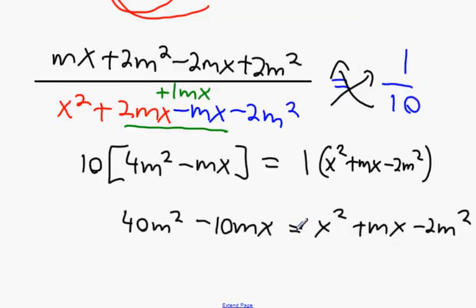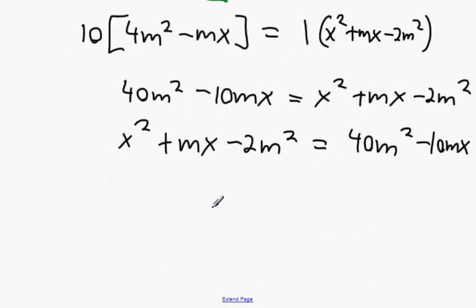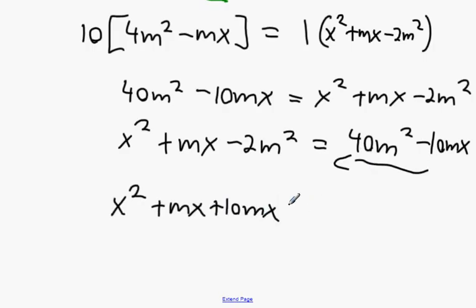Okay, so we're going to figure this out. So I'm going to, guys, I'm going to switch it around. So I'm just doing a switch where everything is still the same, but I have the x squared over the other side. Okay, next thing I'm going to do is bring everything over to the left. So I should get x squared plus mx, that's plus 10mx when I bring it over to the other side. And then I'm going to have minus 2m squared minus 40m squared.